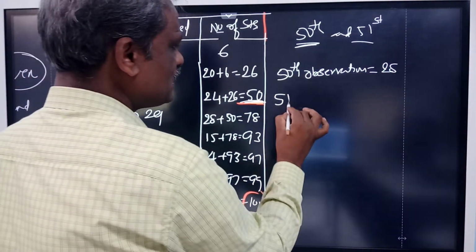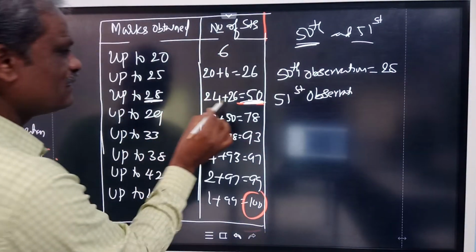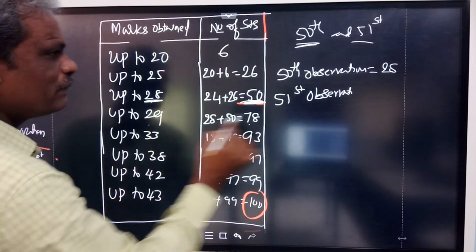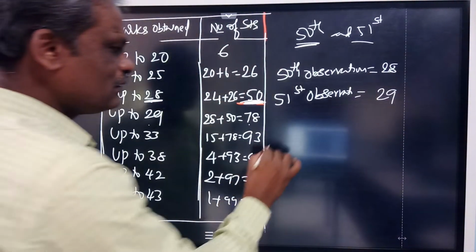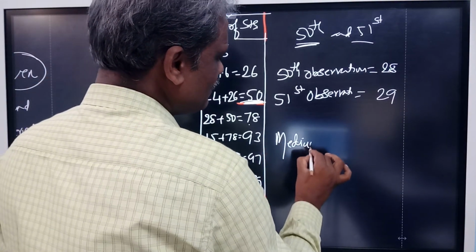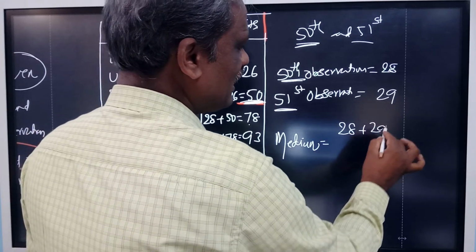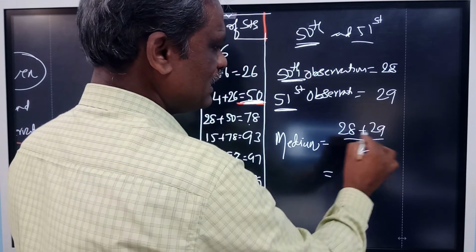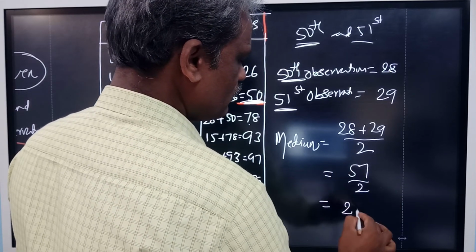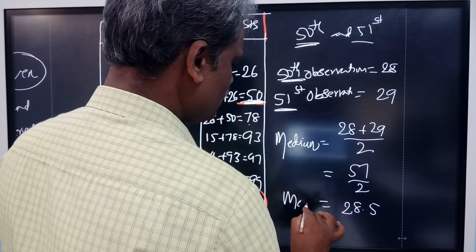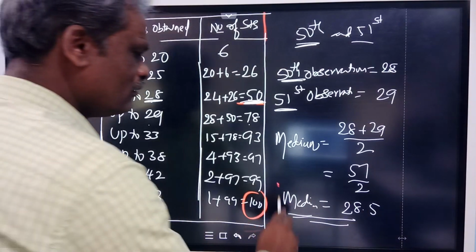Then what is the 51st observation? The 51st observation cannot be 28. The next value comes here, that means it is 29. So 28 and 29. For the median, it is equal to the average of the 50th and 51st observations: 28 plus 29 divided by 2. That is 57 by 2, which is 28.5. So the median is equal to 28.5. This is how you can find it.